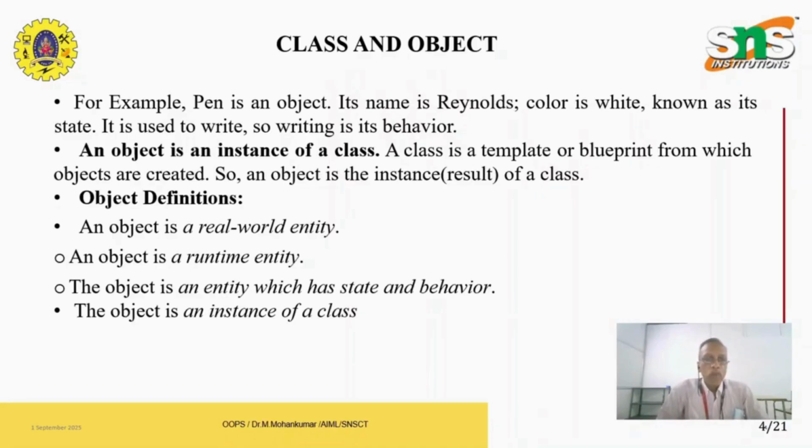Object definition: an object is a real world entity. This was already discussed in the PPT itself. An object is simply a real world entity, but a class is not like that. An object is also a runtime entity. The object is an entity which has state and behavior. So normally an object has two things, mainly state and behavior.